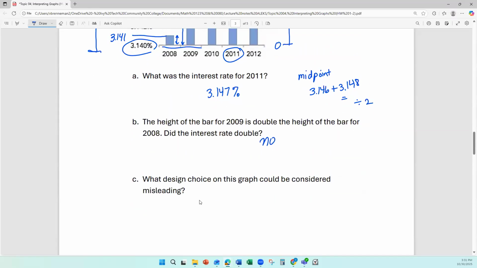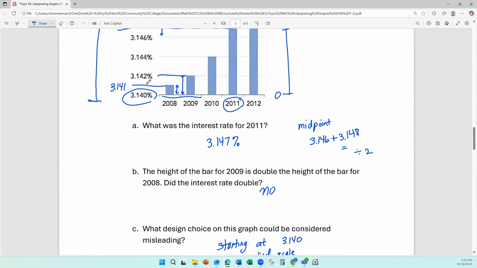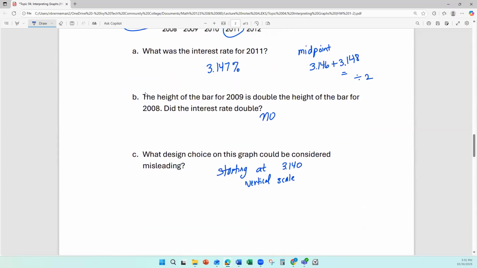But starting at 3.140, the vertical scale of what it's counting by here is like 0.002, very small. But they've kind of stretched that out to make it potentially look bigger than it is if you're not paying attention.